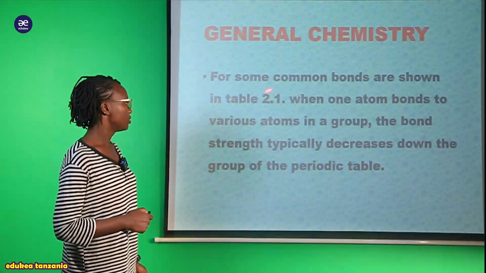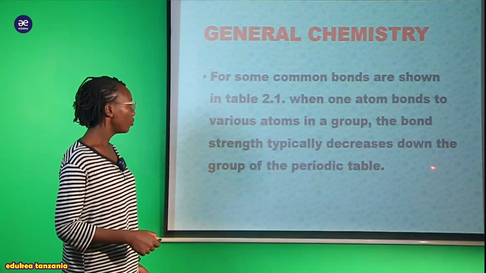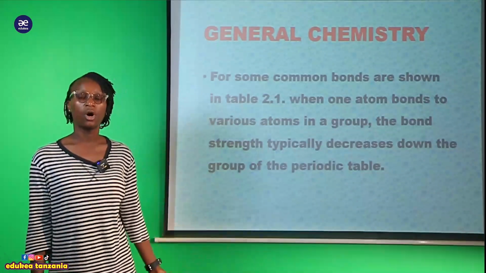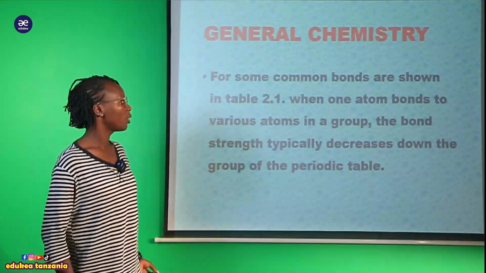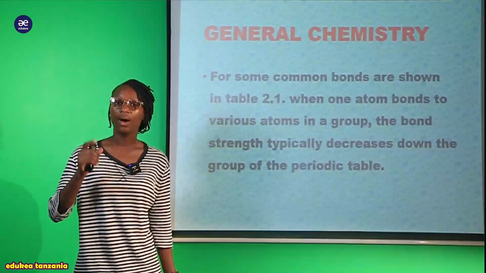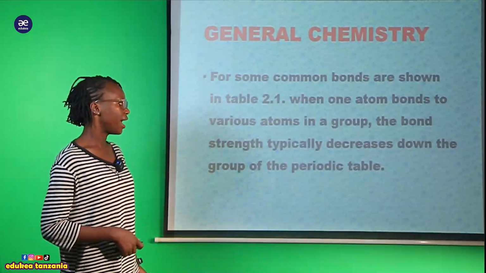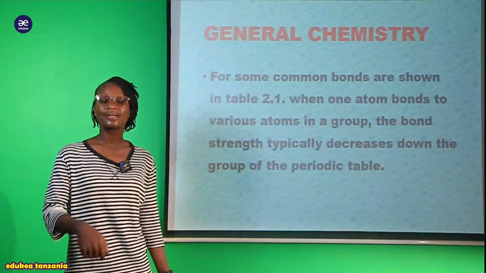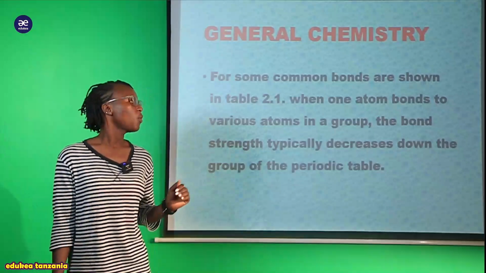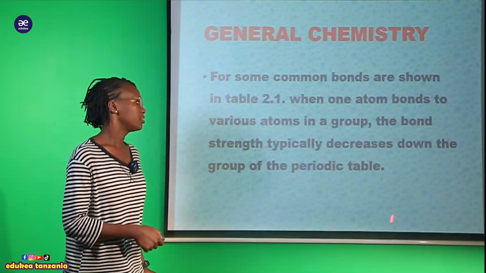So when one atom bonds to the various atoms in a group, the bond strength typically decreases down the group of the periodic table. This is more information you also have to understand about this concept, kwamba when one atom bonds to various atoms in the group, therefore this is what is happening. The bond strength typically decreases. Why and how does it decrease? Utaona kwamba it decreases down the group of the periodic table.